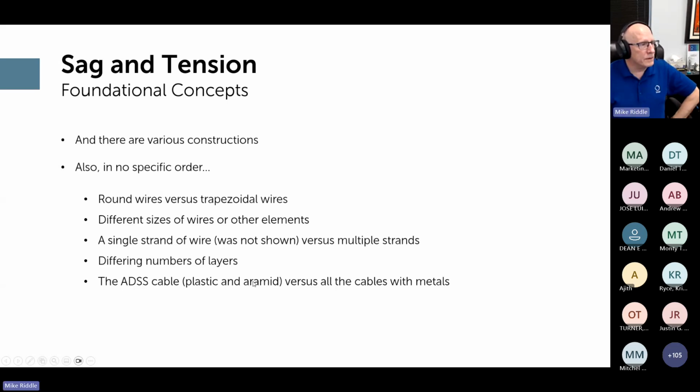And then I mentioned the constructions. Again, in no particular order, round wires versus trapezoidal wires. You've got different sizes of the wires and or whatever other things are in the cable. I didn't show a single strand of wire, but that could be an aerial cable, versus cables that are comprised of multiple strands. You got different numbers of layers of materials. And I threw an ADSS cable on there because it's a combination of plastic and aramid materials, but it's used aerially. So you could see that on some kind of an aerial cable system.